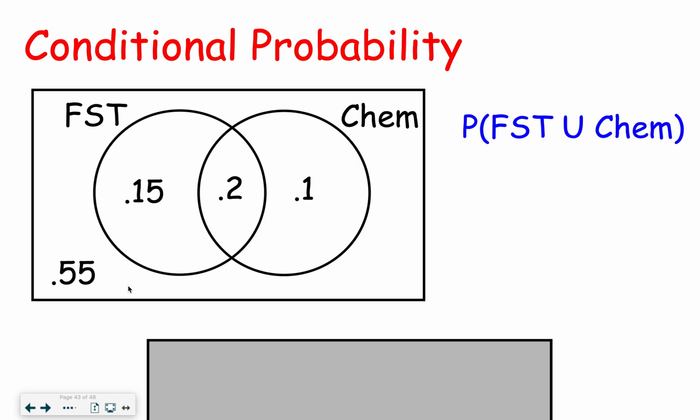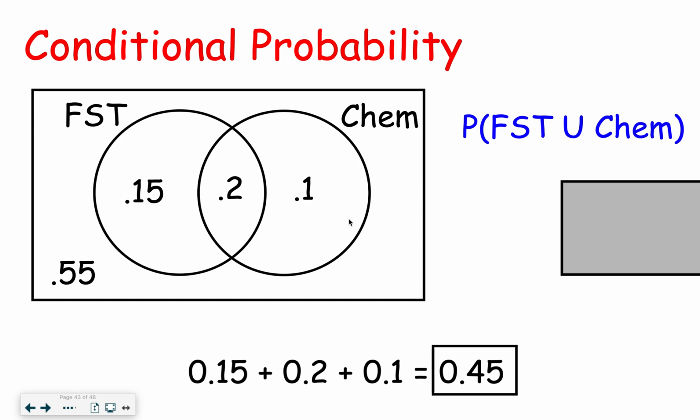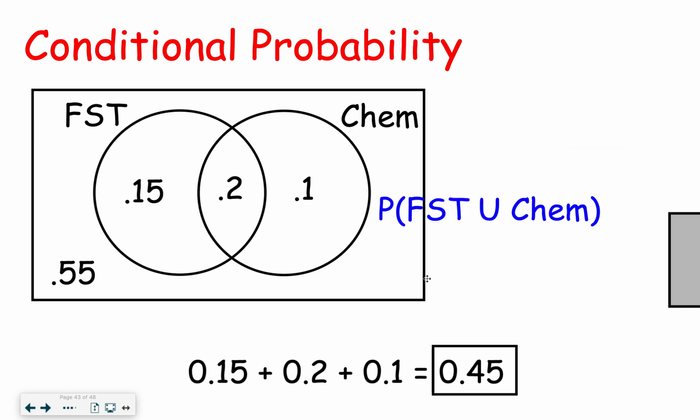Okay. So let's finish these off then. What is the probability that a student is taking FST or chemistry? Remember, U means or. So or means I could take just FST, I could just take chemistry, I could be taking both, right? Or is real flexible. And the nice thing about a Venn diagram is you can just add those up, right? So 15 plus 20 plus 10 is 45% taking FST or chemistry.